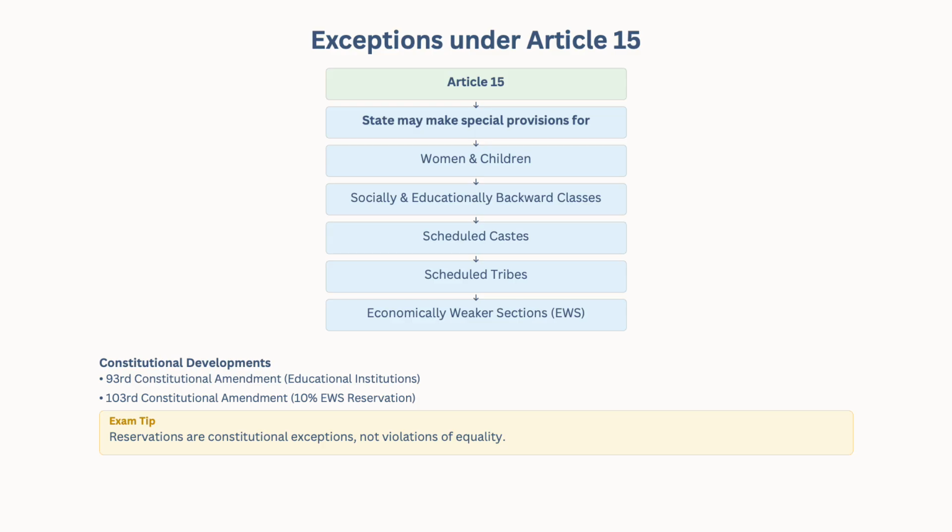Now, here is the exception that I talked about earlier. Reservation, okay? There are some exceptions. The state may make special provisions for women and children, socially and educationally backward classes, which means the SC, the ST, and economically weaker sections. These are powers granted to the Indian Parliament to make laws for reservation. So that is why we have the reservation.